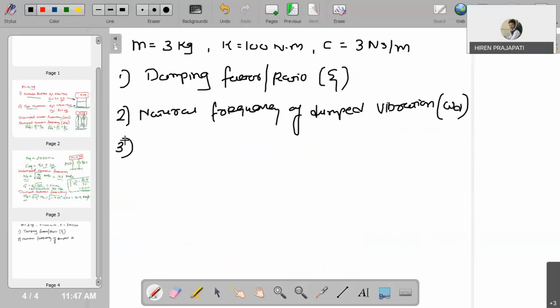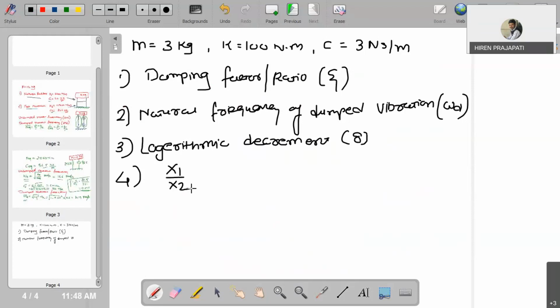Then third, logarithmic decrement, which is indicated by delta. Fourth, ratio of two successive amplitudes. Ratio of two successive amplitudes means x1 by x2, right?